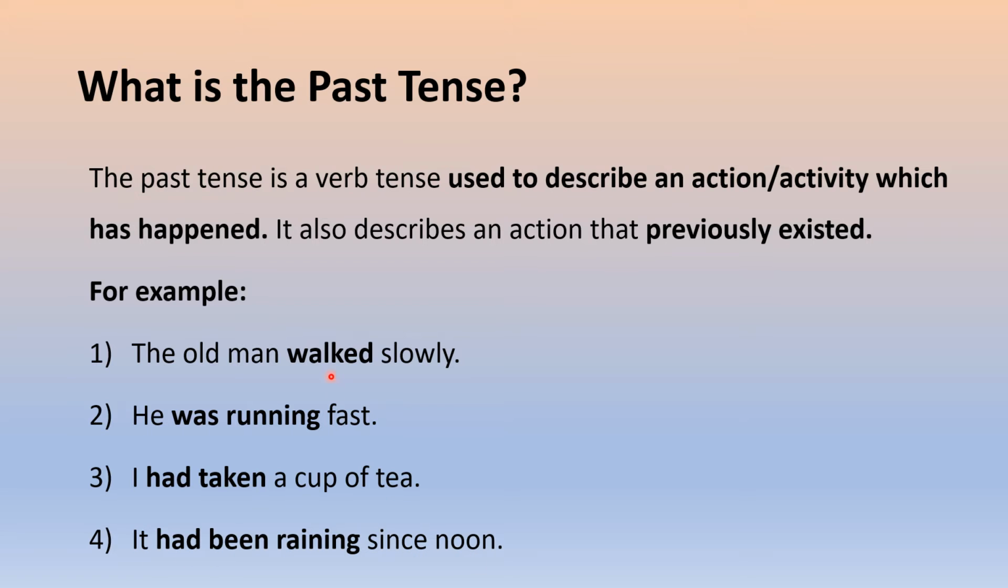You can notice that the verbs as well as the auxiliary verbs are bolded in these sentences because they show tense and they show that the action or the activity has happened and it has been completed. So in past tense, we talk about the activities or the actions which were completed in the past.